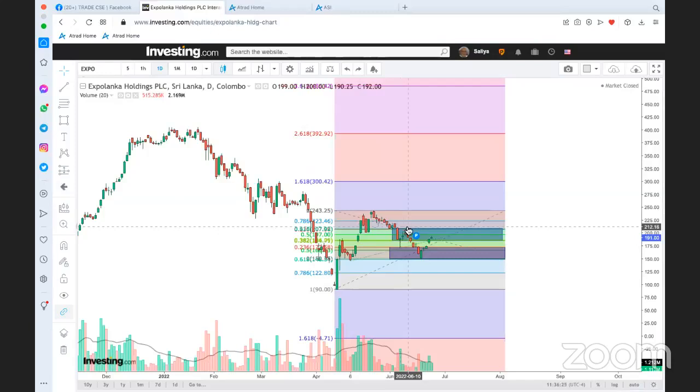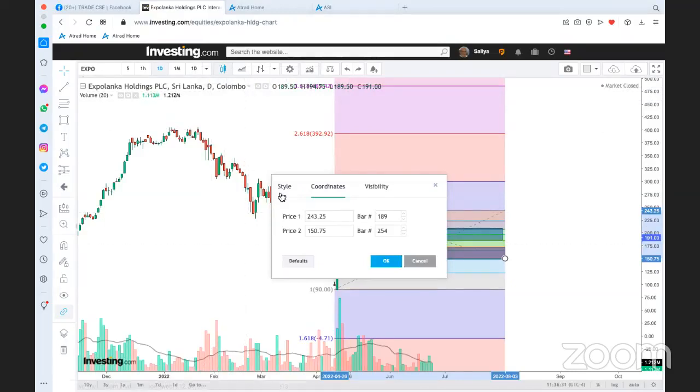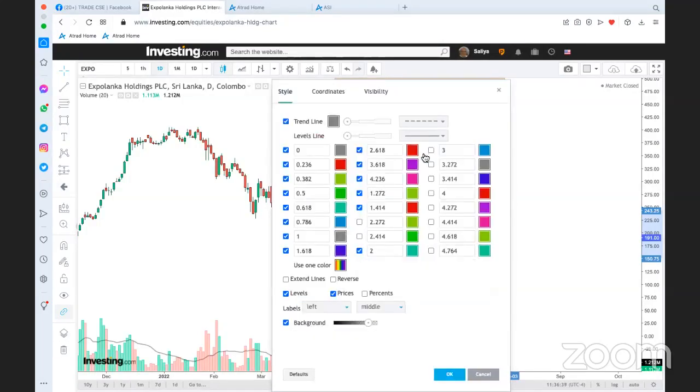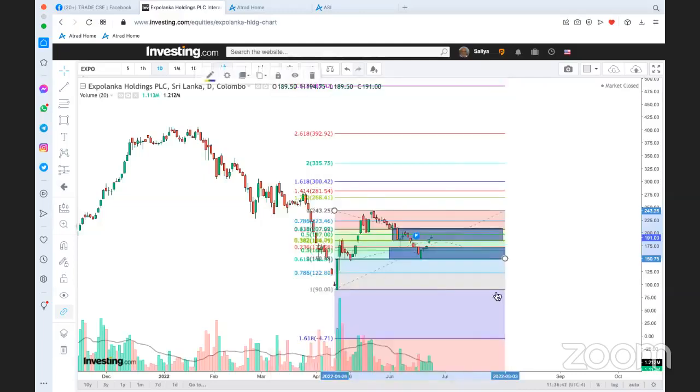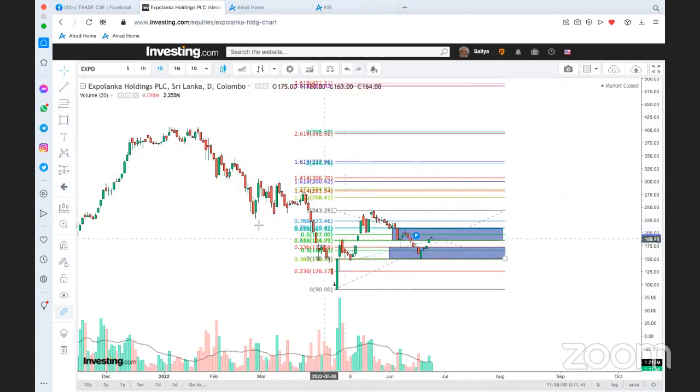Okay, since we have that, now for this, we have to include 1.272, 1.414, and 2. And take the shadow background out. Then let's take the background out of this also. Then you can reverse it, because the prices have gone above the 50%. So you reverse it. Then you have all these levels.